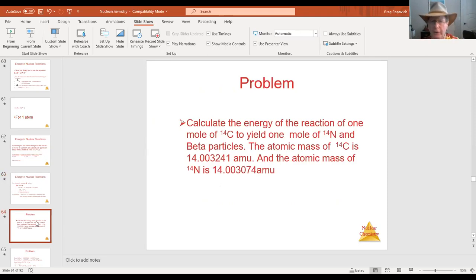Calculate the energy of the reaction of 1 mole of carbon-14 to yield 1 mole of N14 and 1 mole of beta particles. The mass of carbon-14 is 14.003241. The mass of nitrogen-14 is 14.003074.